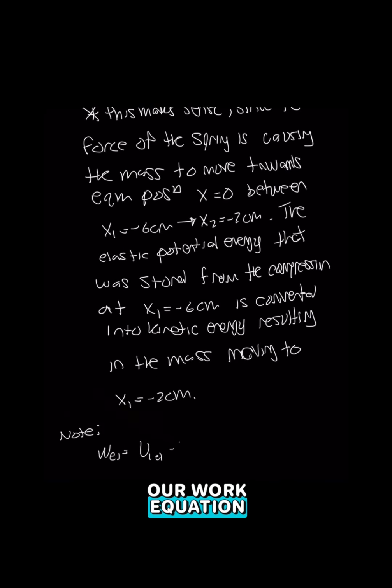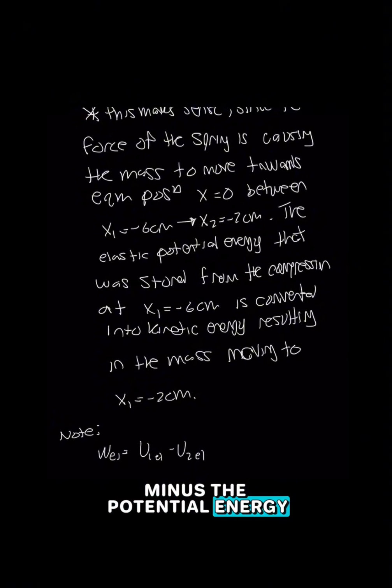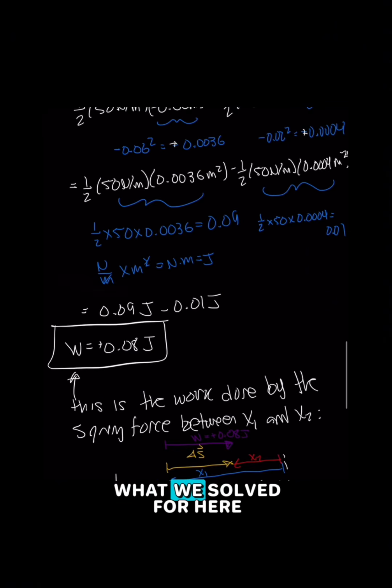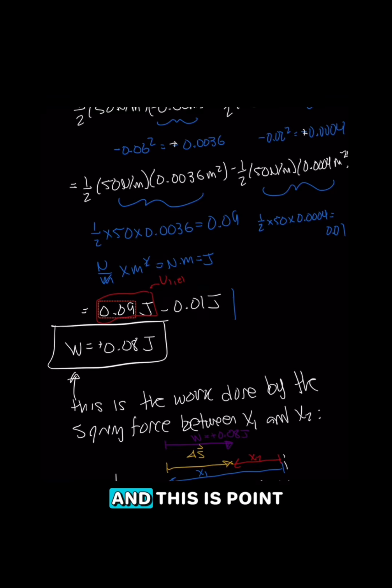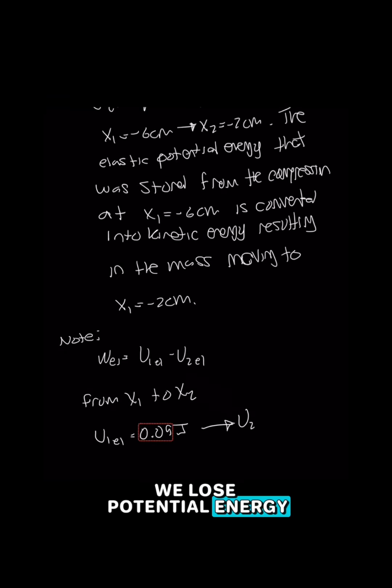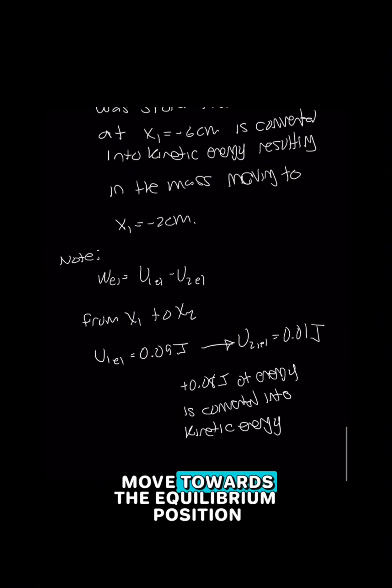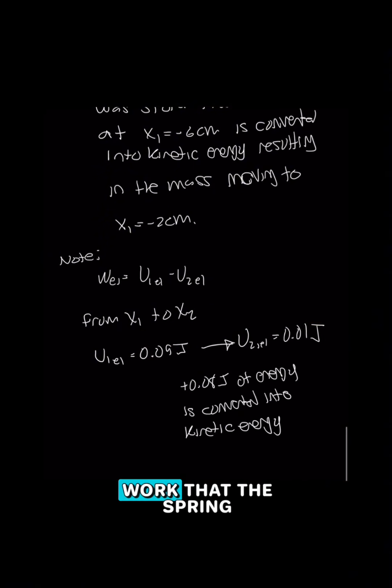And if we remember our work equation, it's equal to the potential energy at point 1 minus the potential energy at point 2. If we look at what we solved for here, we can identify this as the potential energy at point 1 and this at point 2. So from point 1 to point 2, we lose potential energy because it's converted into kinetic energy, causing the mass to move towards the equilibrium position. And this is the work that the spring is doing.